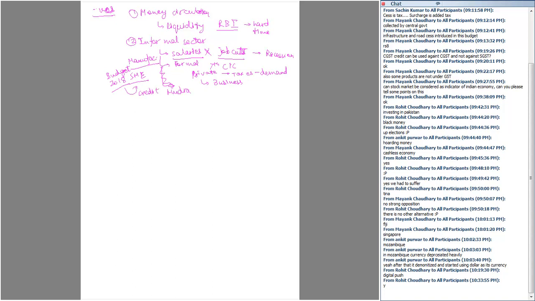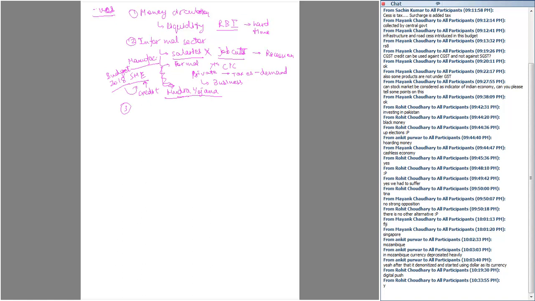Mudra Yojana के through you must read about Mudra Yojana. It's a very small scheme, but it is very powerful because a lot of people are able to get loans because of the Mudra Yojana. So you should read about it. ठीक है, नहीं समझ में आया तो मुझे बता देना, I'll discuss it.